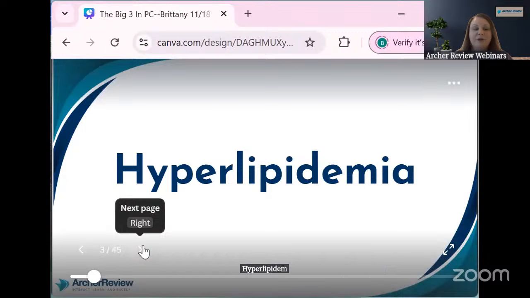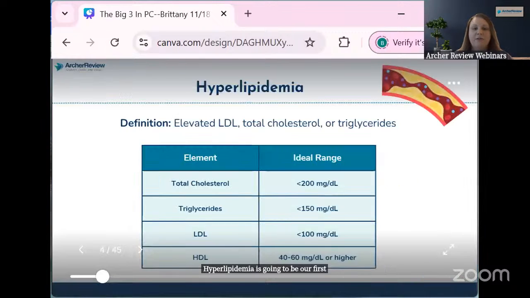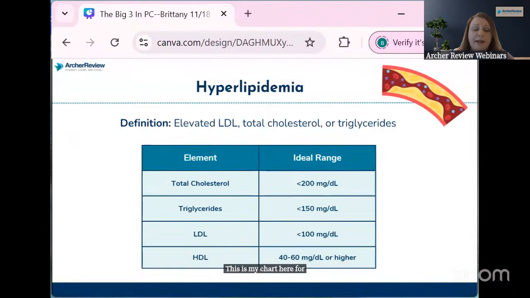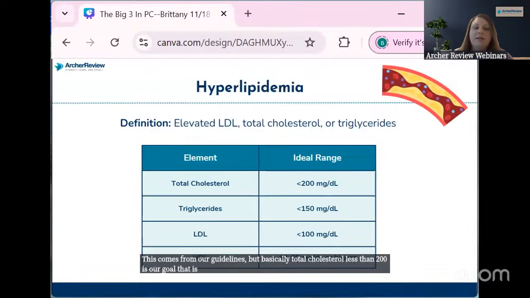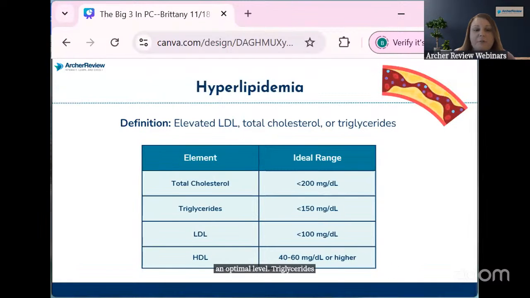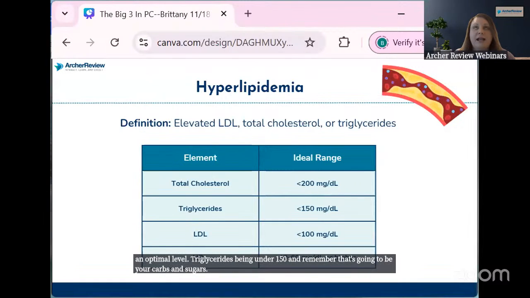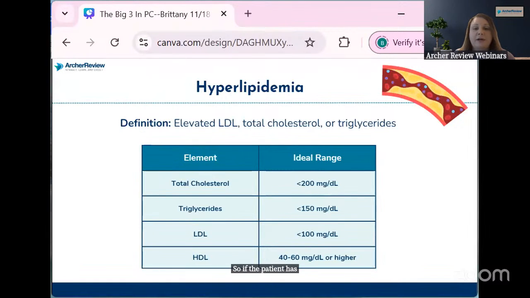Hyperlipidemia is going to be our first topic today out of the three. This is my chart here for normal cholesterol ranges. I didn't make this chart. This comes from our guidelines, but basically total cholesterol less than 200 is our goal. That is an optimal level. Triglycerides being under 150, and remember that's going to be your carbs and sugars. So if the patient has diabetes or pancreatitis, or is more prone to those things, their triglycerides might be elevated.